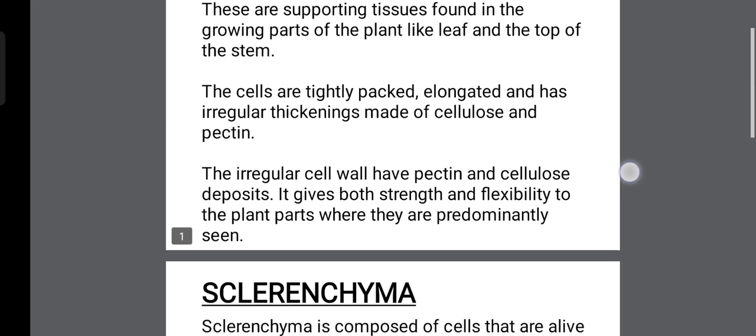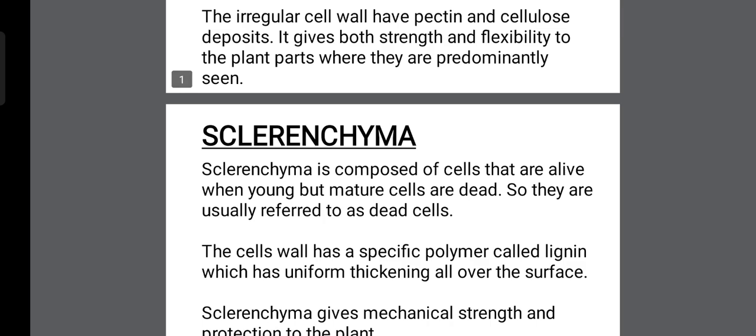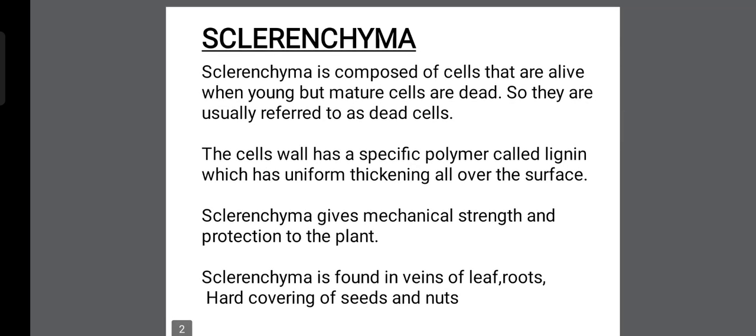The next type of cell that we will be seeing is the sclerenchyma cells. Now, the sclerenchyma cells are also a type of simple tissue which is made up of the same type of cells, and these cells are actually alive when they are young, but as they mature these cells become dead.